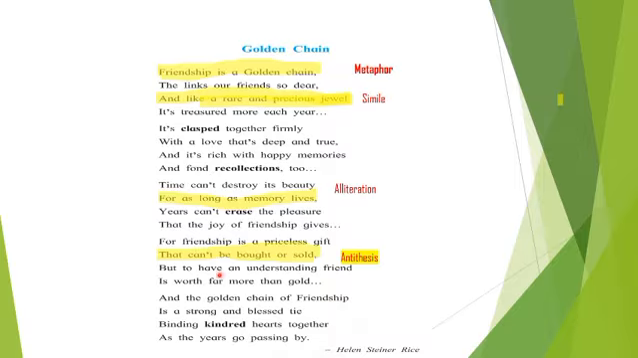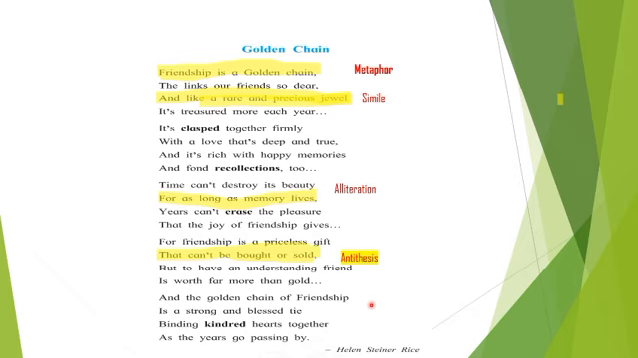The next figure of speech used in this poem is antithesis. See the second line of the fourth stanza. That can't be sold or bought. I repeat it. That can't be bought or sold. Two opposite words, sold and bought, are placed side by side in the same line. So it is antithesis. I hope you all understand these figures of speech. So we will write that in this poem, the figures of speech used are metaphor, simile, alliteration and antithesis.